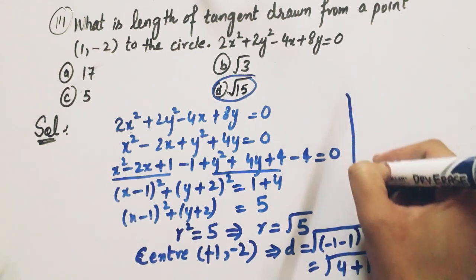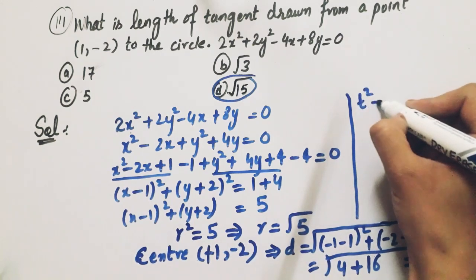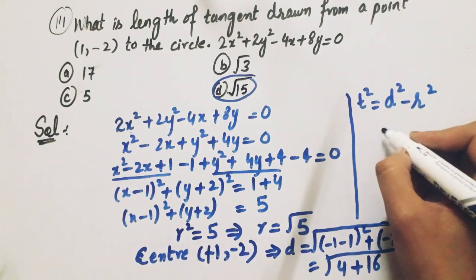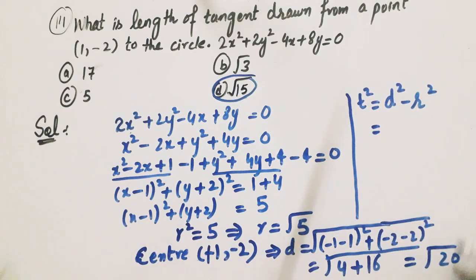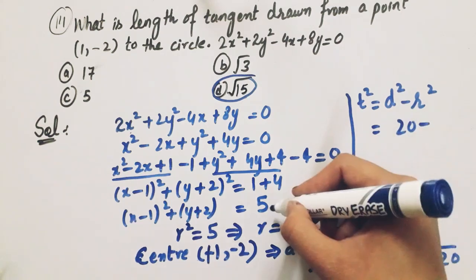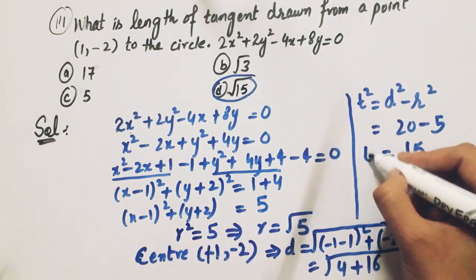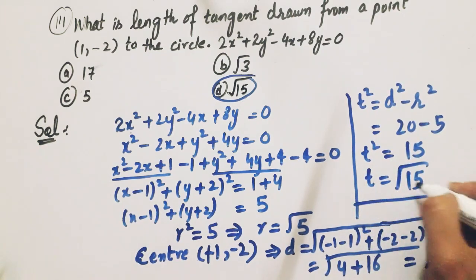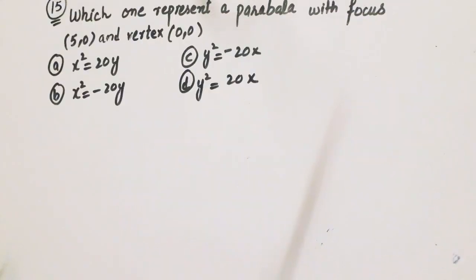Now we have to find the length of the tangent. t square is equal to d square minus r square. So d square is equal to 20 and r square is equal to 5, which gives 15. So the value of t will be equal to the square root of 15. So this is the final answer of this MCQ. Now we will solve MCQ 15.